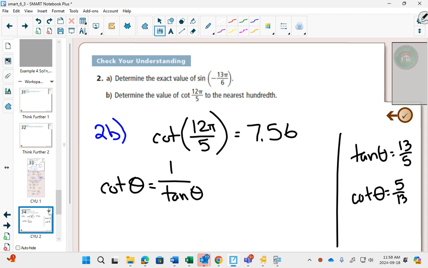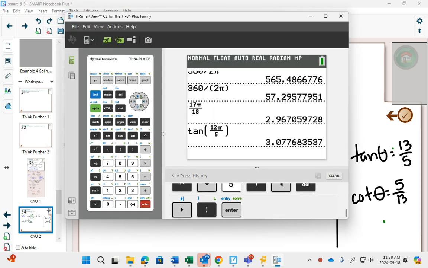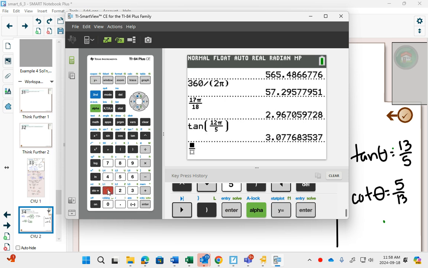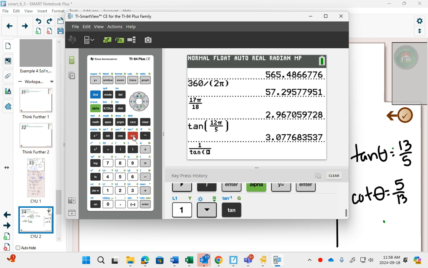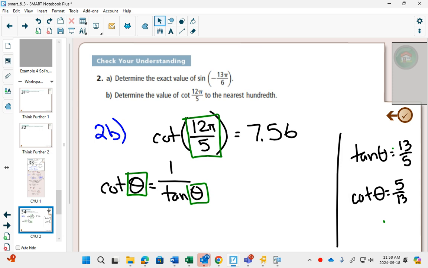The problem in this question and the problem that it poses to your brain is the fraction that's here is not the ratio at the end. It's the theta. And in our definition of cotangent theta, does the angle ever change? No, it stays exactly the same. So in order to get this right on my calculator, I'm going to have to go 1 over, and then I write tan of the exact same angle, and the angle that I have right here is 12 pi over 5.